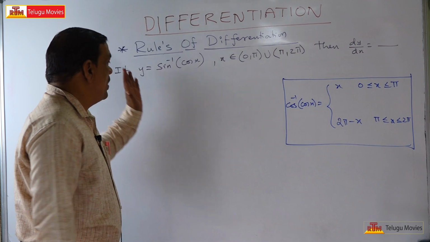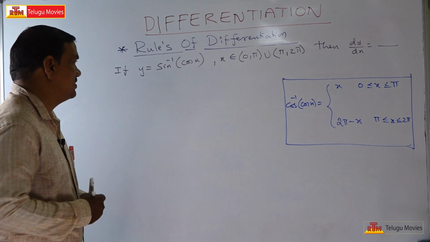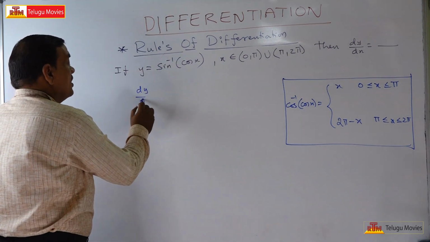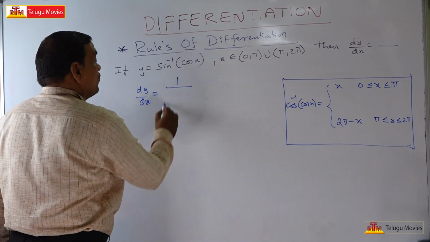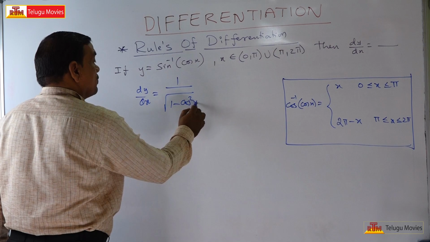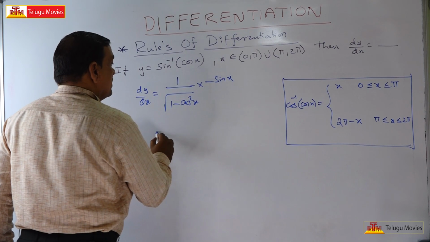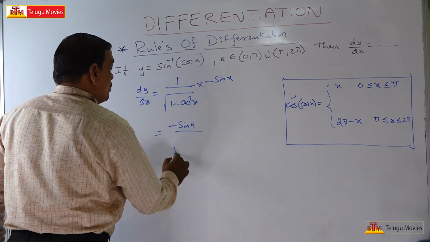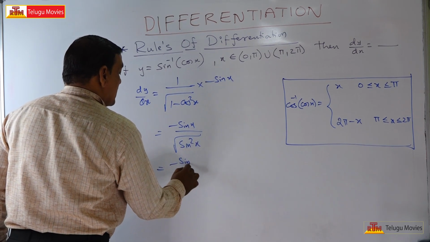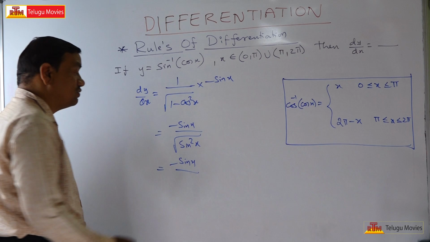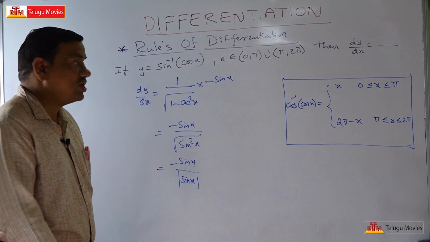Right. y is equal to sin inverse of cos x. Then generally students will immediately start doing this. dy by dx is equal to sin inverse derivative, which means 1 by root of 1 minus cos square x, into cos x derivative, minus sin x. Next, minus sin x by root of 1 minus cos square x, which is sin square x. This is minus sin x by root of sin square x, which means what? Modulus of sin x. So minus sin x by modulus of sin x we will write.